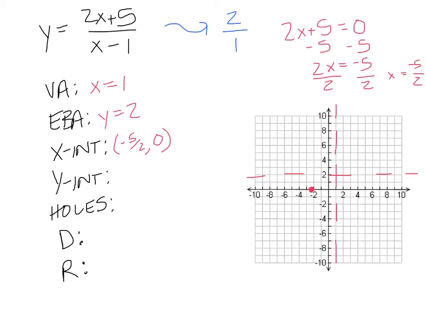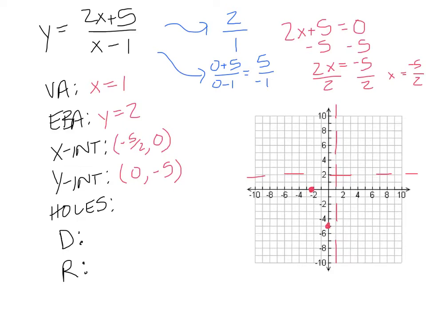Y-intercept is where all of the x's are 0. So we just evaluate that, and I'm going to evaluate it from the start. If all the x's are equal to 0, I'm going to have 0 plus 5 over 0 minus 1. So I have 5 over negative 1, which is negative 5. So my y-intercept is going to be 0, negative 5. I'm going to go ahead and plot that on my graph too. Makes sense that it's down there because we can see that that whole branch is down there.